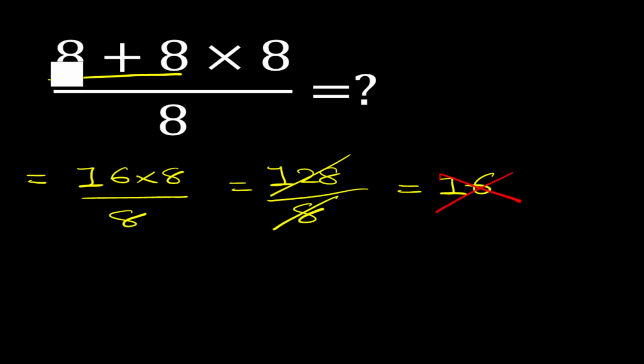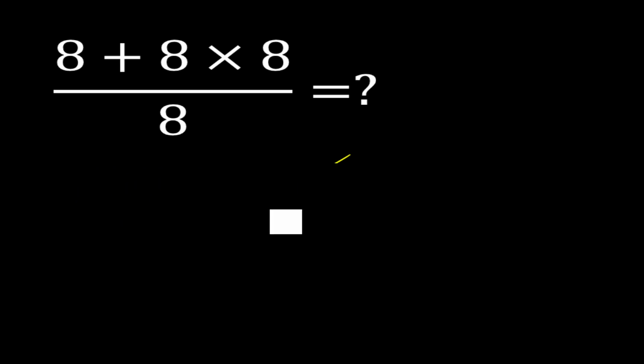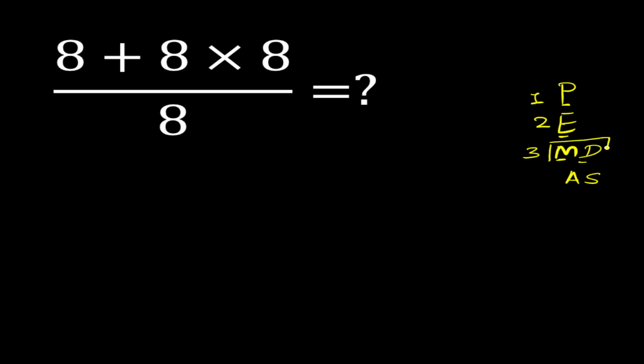So now let's solve this problem correctly by using the PEMDAS rule, right? PEMDAS. According to PEMDAS, first priority is parenthesis, and second priority is exponents. Third priority is multiplication and division. Here multiplication and division both have equal priority, so we have to solve it from left to right. Fourth and last priority is addition and subtraction. Also addition and subtraction both have equal priority, so we have to solve it from left to right.